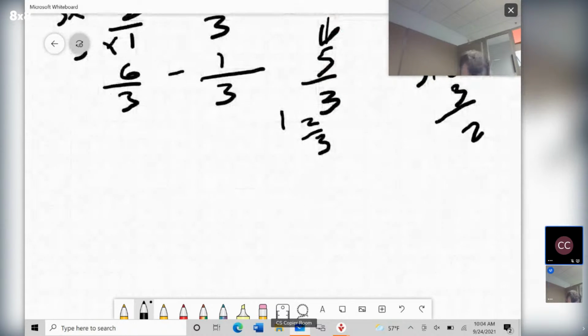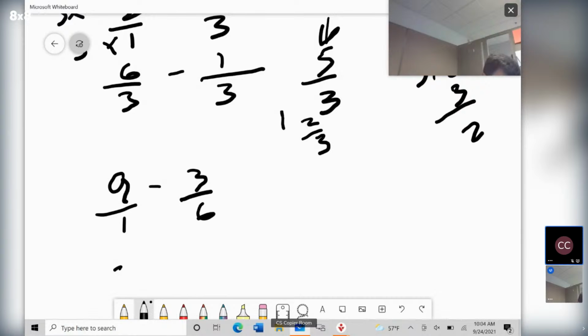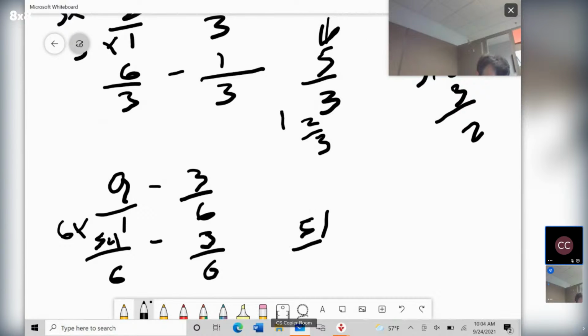Let's do 9 minus 3/6. Okay, so we're going to put the 9 over the 1, and now we know 6 is going to be our common denominator. So 6 over 6. So 1 times 6, and then 6 times 9 is 54. Minus 3/6 is going to be 51/6.